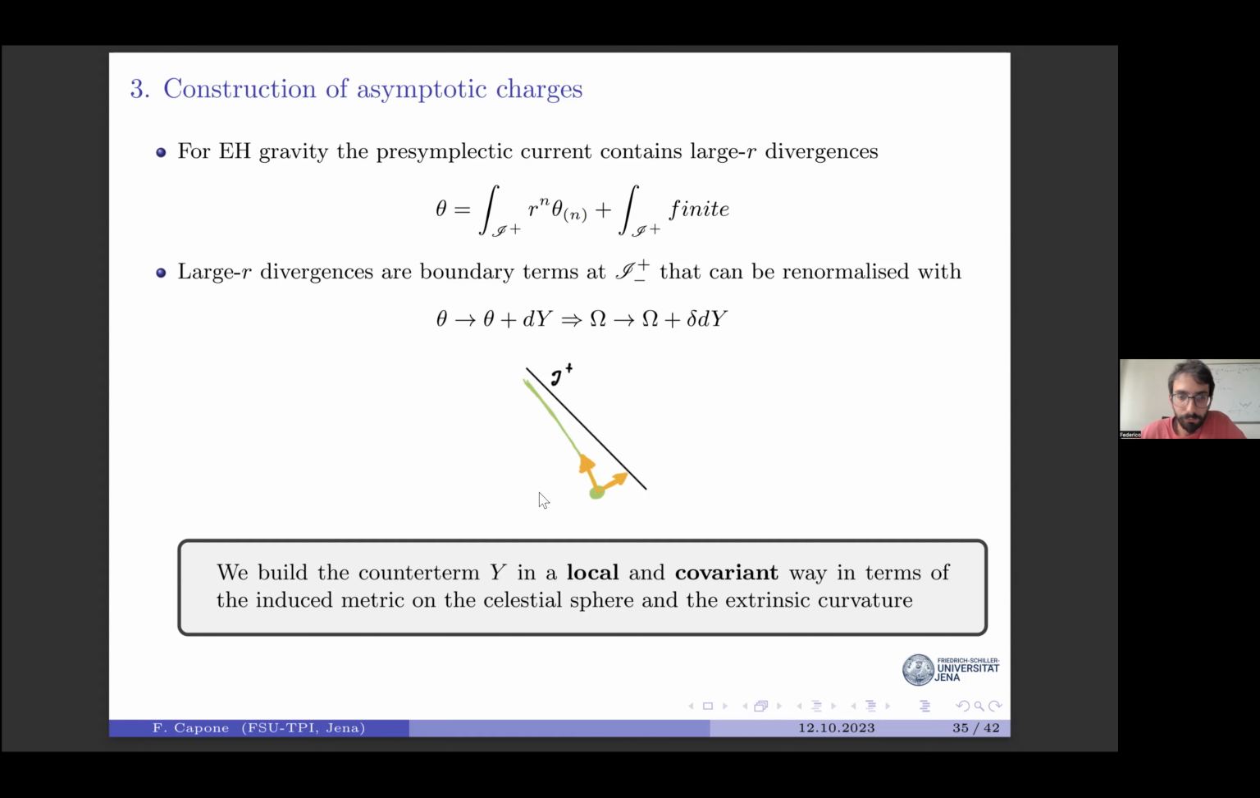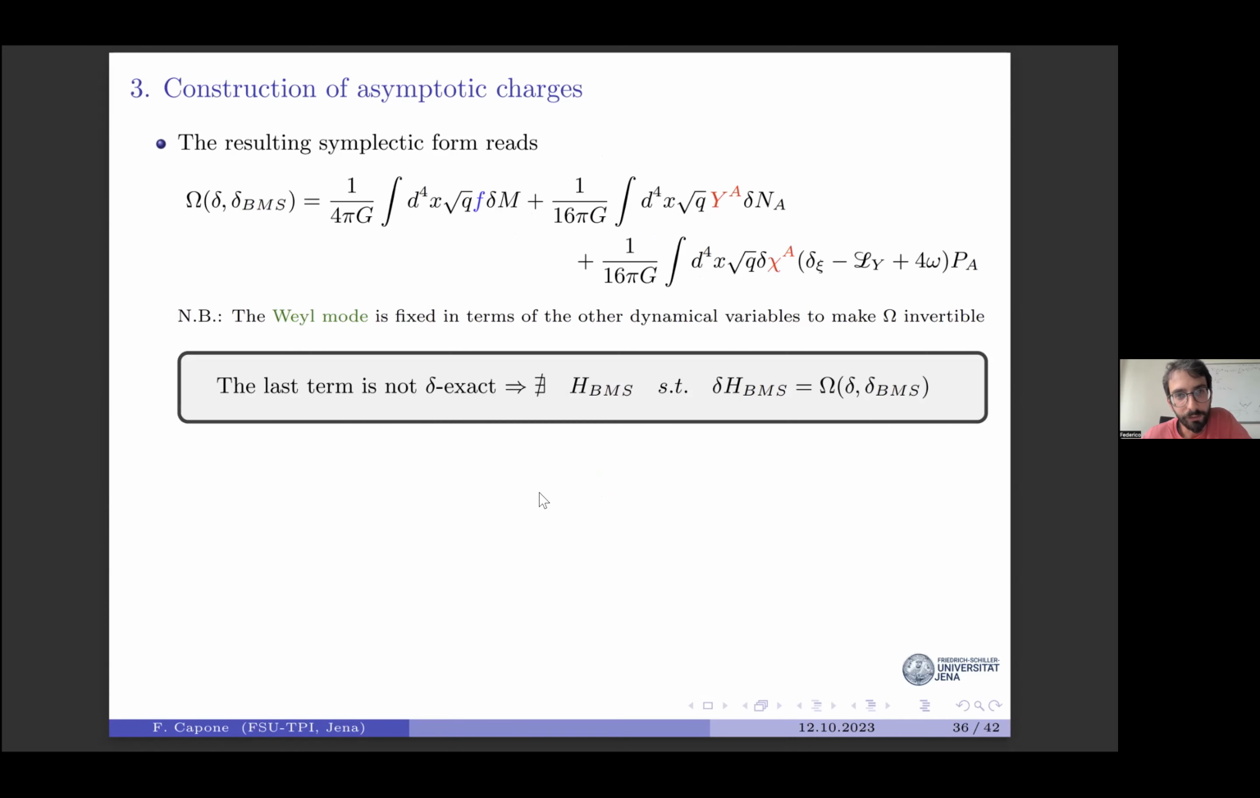But once we do the renormalization of the presymplectic current, the symplectic form reads like this. So we have two terms, the first two terms, which are fine, and the last term, which is not a delta exact term. And this means that you cannot define a Hamiltonian for the BMS charge simply by integrating this equation, because there is a non-integrable piece on the right-hand side.